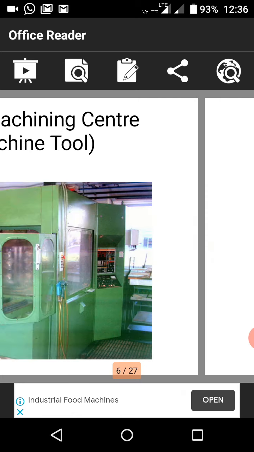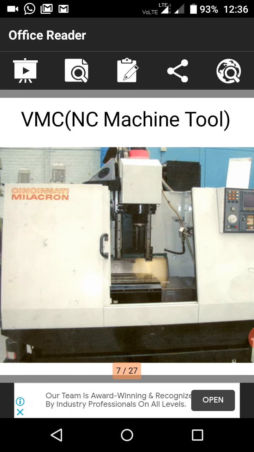Next comes the vertical machining center. So this is the picture of the vertical machining center. See here.